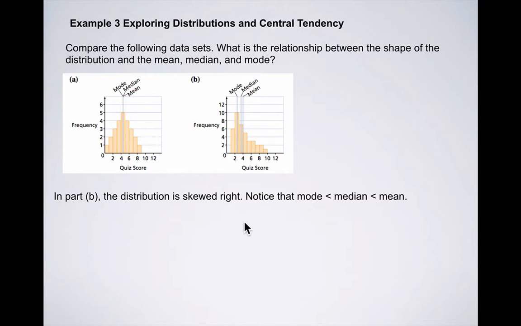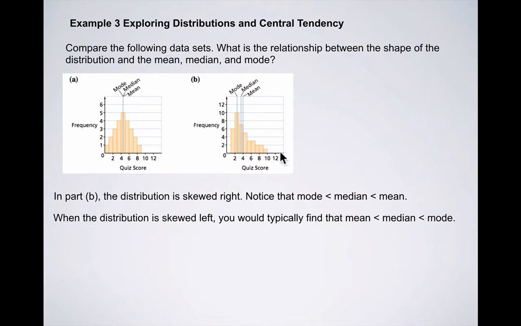So anytime it's skewed right, that is the pattern. If the data was skewed the other way, to the left, then you would see the mean would be the lowest value, the median would be in the middle of the 2, and the mode would be the greatest value.